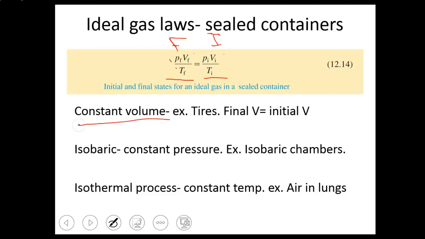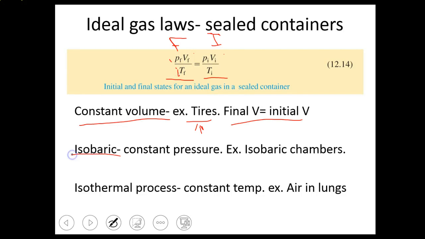We do have a little bit of vocabulary. We've got constant volume processes, which are where the final volume is equal to the initial volume. A good example of a constant volume process is your tires. When we cool your tires off in the wintertime, what we see is that your pressure decreases because that volume is constant. So as temperature decreases, overall your pressure decreases in the wintertime.